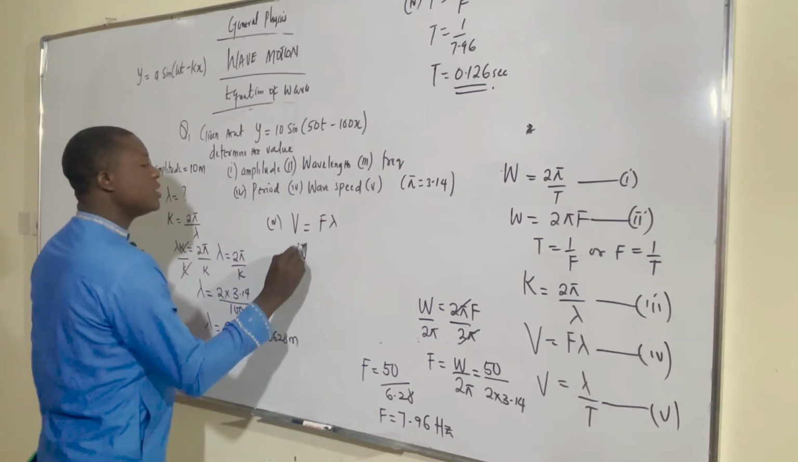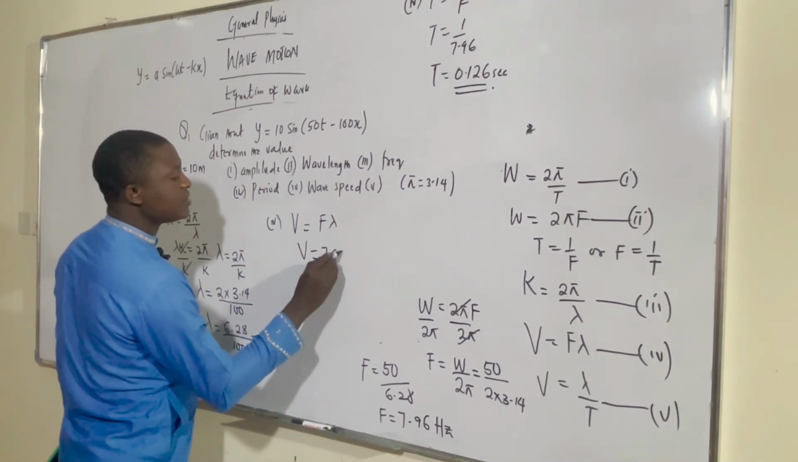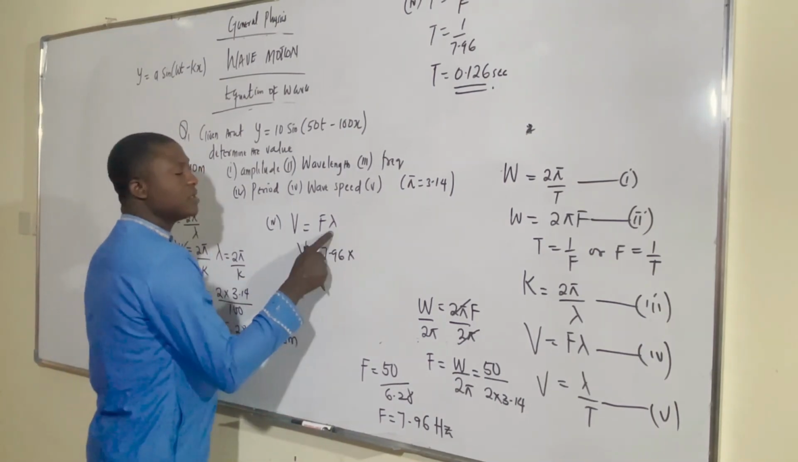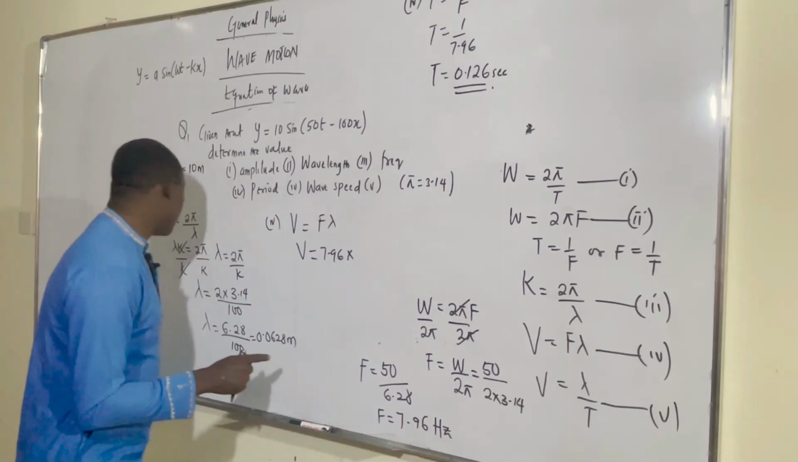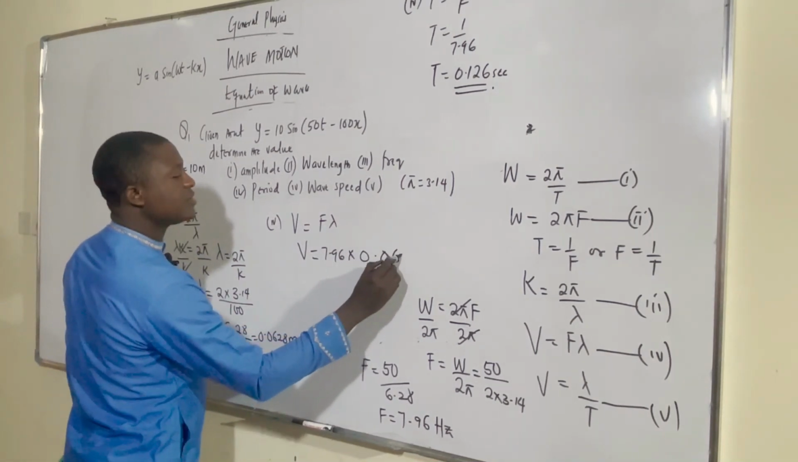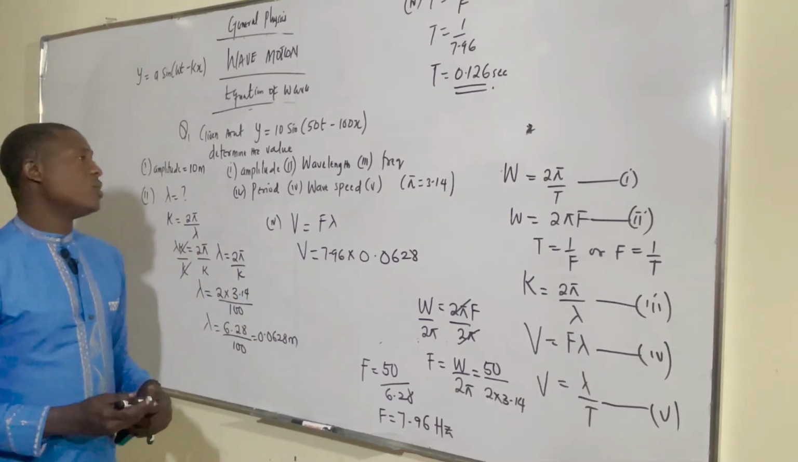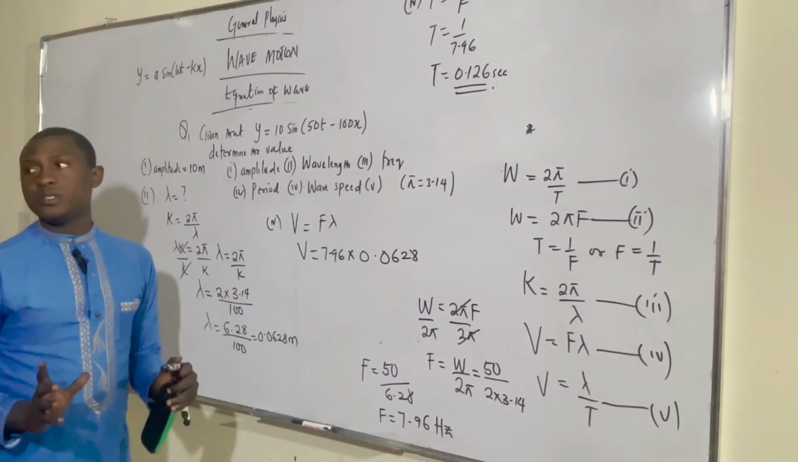So now my frequency is 7.96, multiplied by our lambda, which is the wavelength. Our wavelength we got here is 0.0628. So now you just multiply the two together. Whatever you have, that's going to be your result.